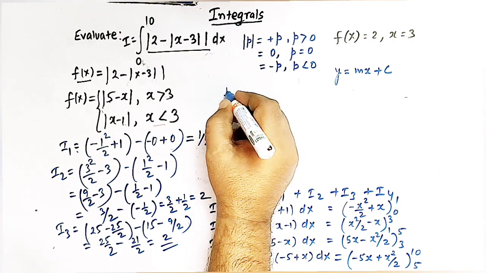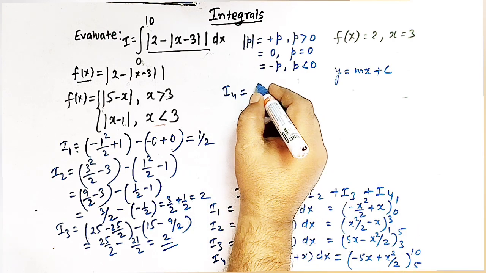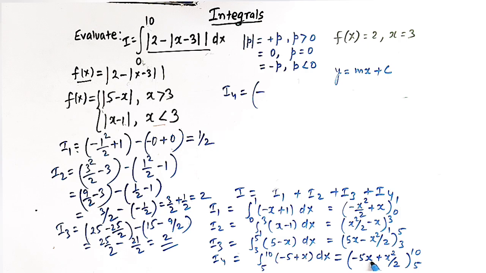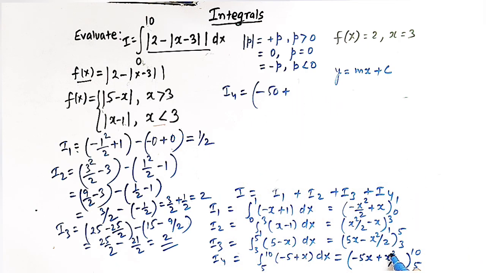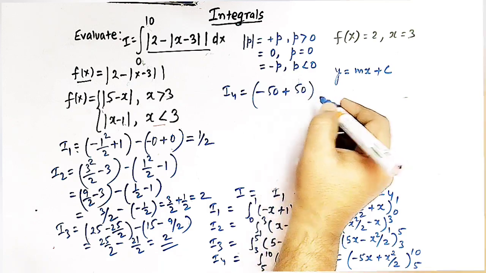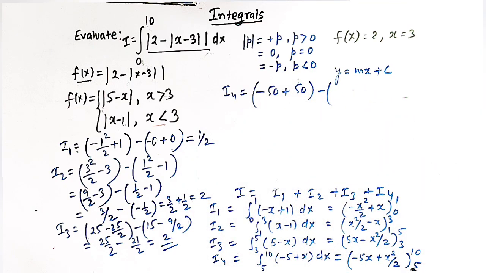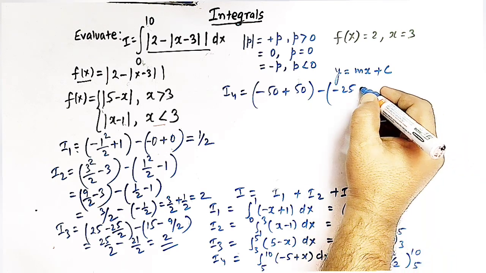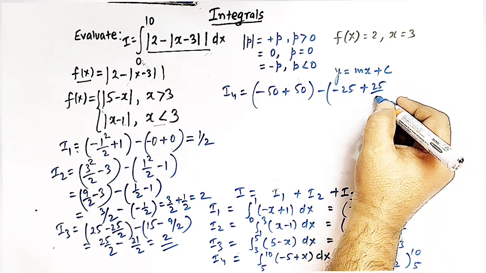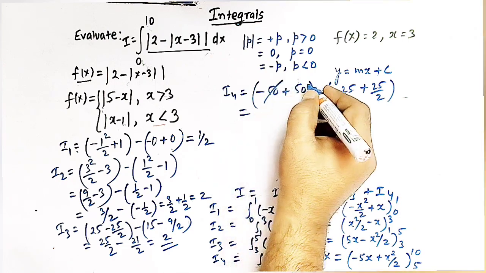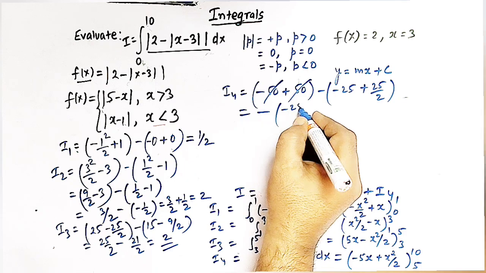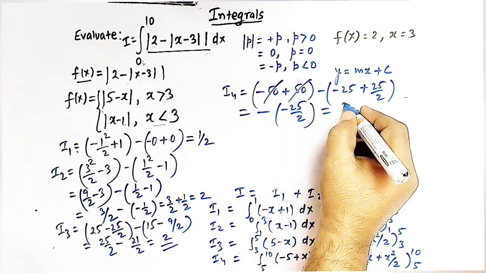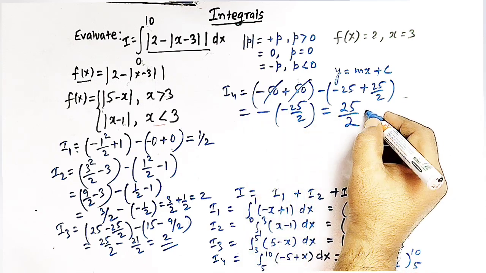And now we have I4. I4 is minus 5 times 10, that is minus 50, plus 10 square is 100. 100 over 2 is 50. And then we have here 5, so we have minus 25 plus 5 square is 25 over 2. So here these two terms get cancelled, so we have minus 25 over 2, that is simply 25 over 2, right?